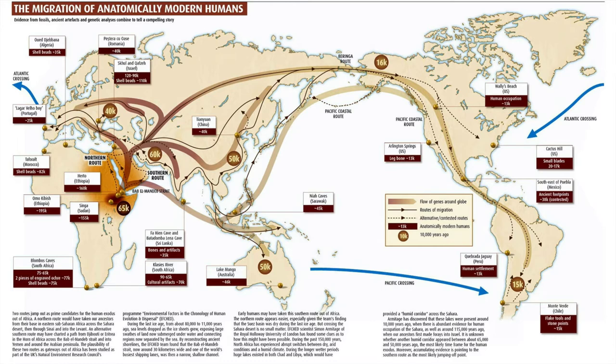So these migration routes are actually based on, of course, the bones that archaeologists and paleontologists have found in these different areas, these different caves, these different excavation sites in Africa, in the Middle East, in America, all around the world, to kind of create a map of how we have migrated as a species and have colonized the entirety of the globe, no?